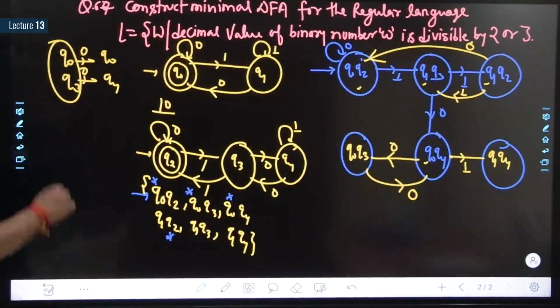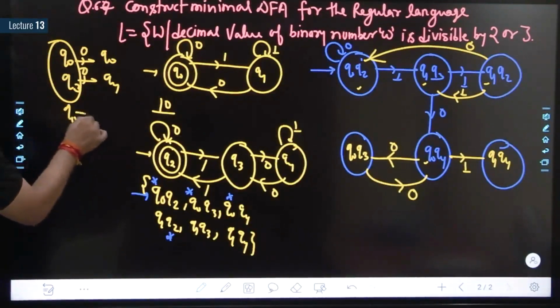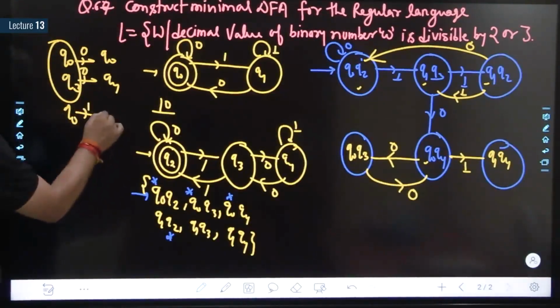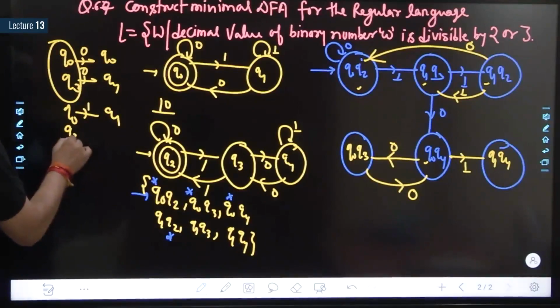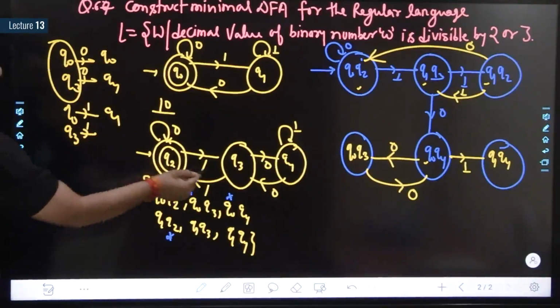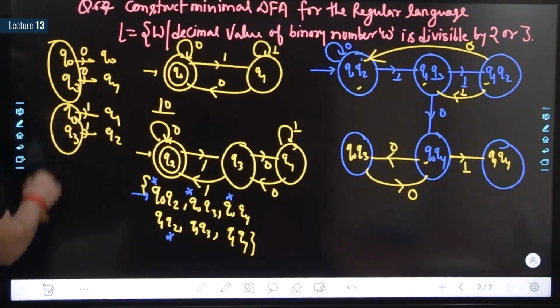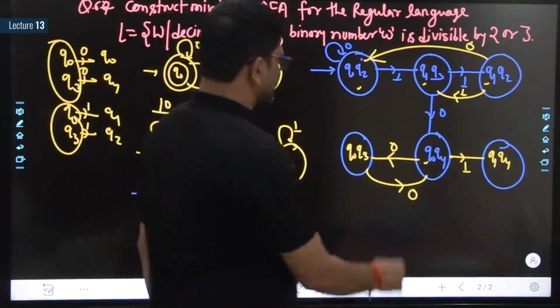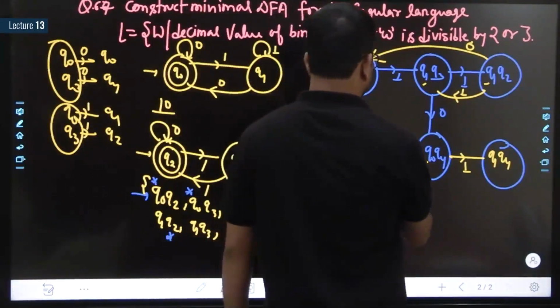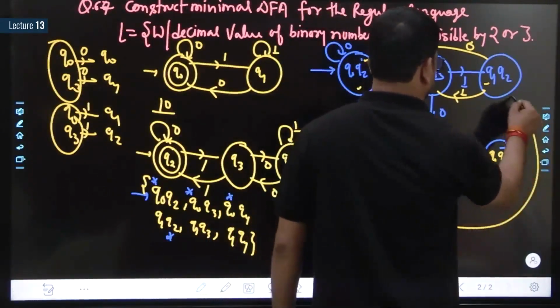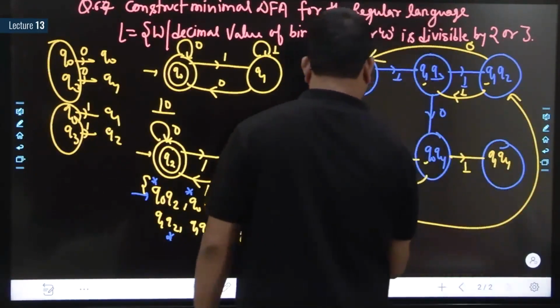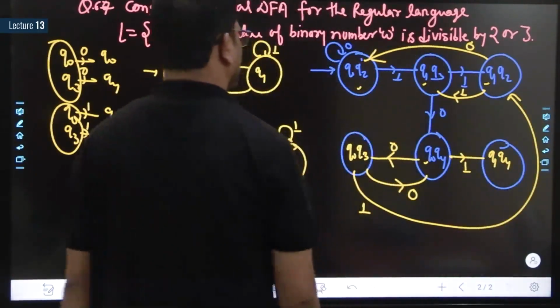For 1, Q0 on 1 goes to Q1. Q3 on 1 goes to Q2. It means Q03 on 1 goes to Q12. Where is Q12? This is the Q12. This is for 1. Clear?